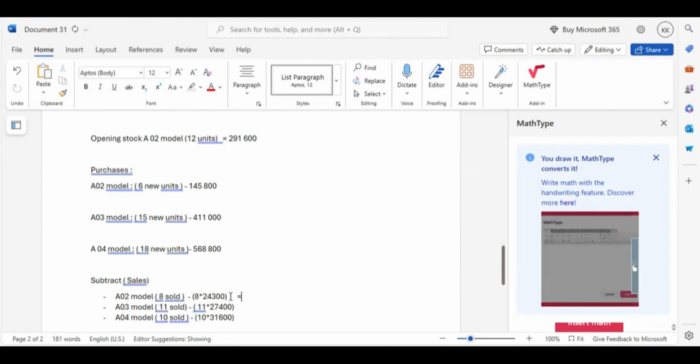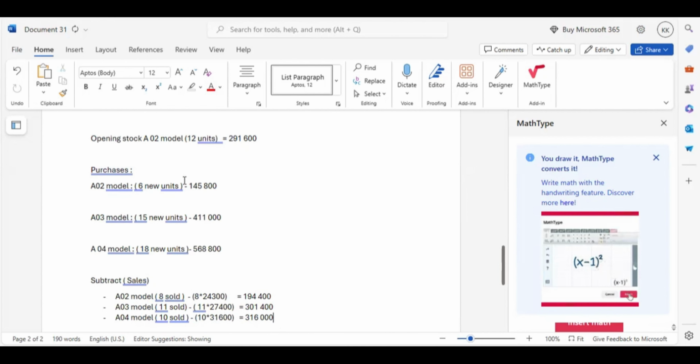The first one, which is 8 multiplied by 24,300, is going to be 194,400. Now the second amount is going to be what? 11 multiplied by 27,400, which is 301,400. Now the third amount that I need to subtract is 10 multiplied by 31,600, which is 316,000.